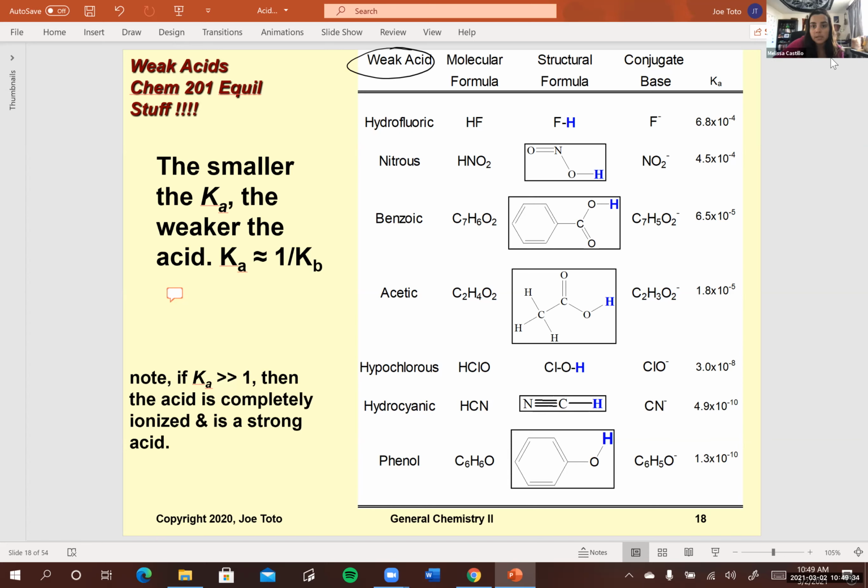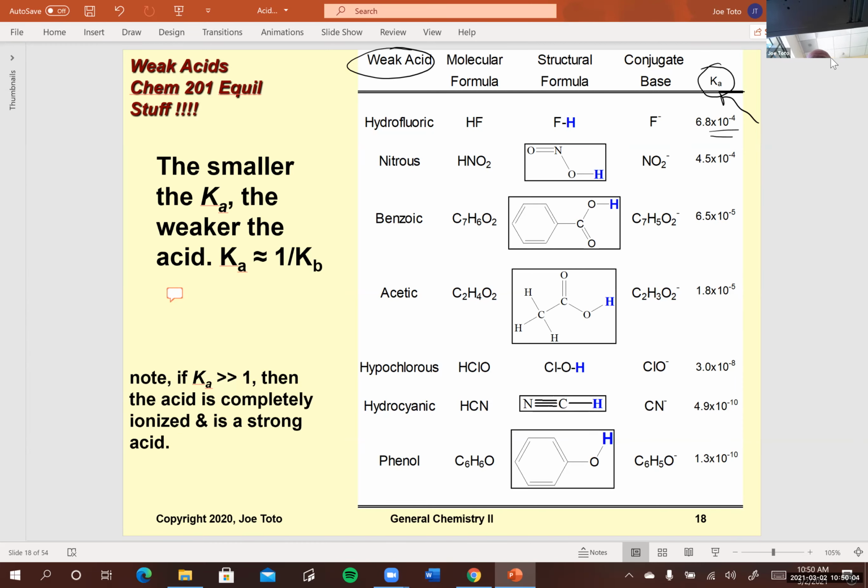Is it because of the small Kas? Exactly. So that would be a tip-off that these are all weak, because they have Kas that are all 10 to the minus something, whereas a strong acid would not have a Ka because you're going to assume that it's so big, like a million or more, that it's 100% dissociated.